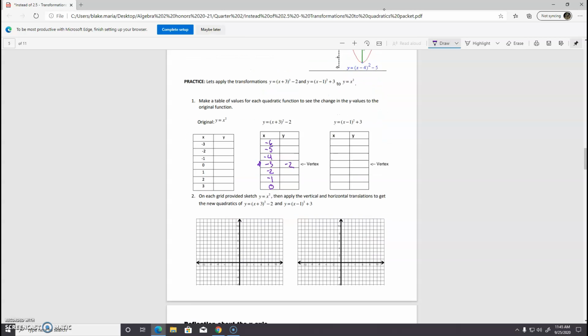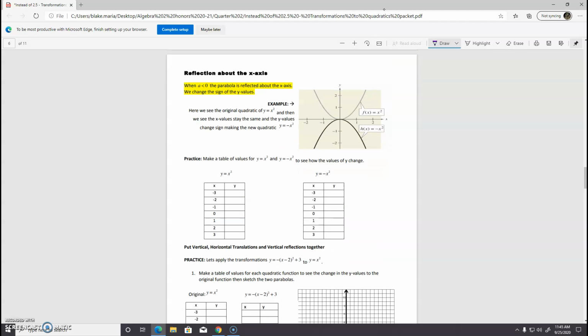Again, 2 graphs on each. So you should have that y = x squared. You should be tired of drawing this by now. Yeah, you should definitely be tired of drawing this because you're drawing it on every single graph. Because they want you to see what's happening. Here's the original. Here's what the transformation did.